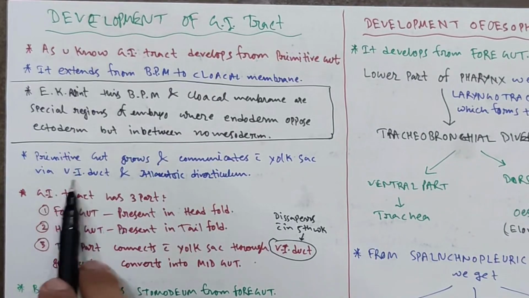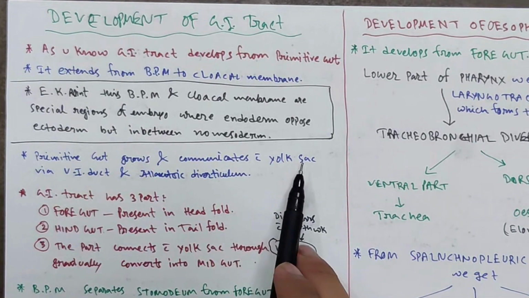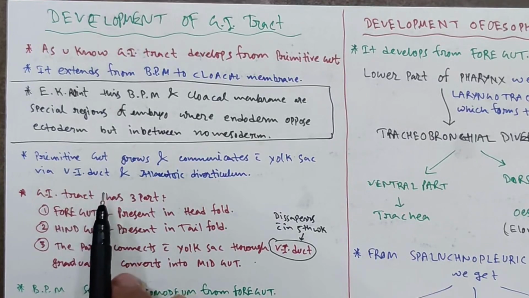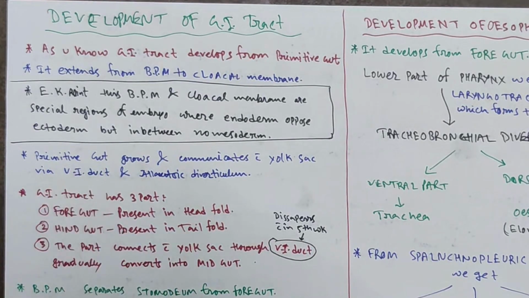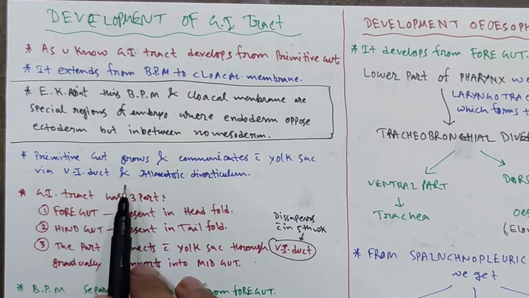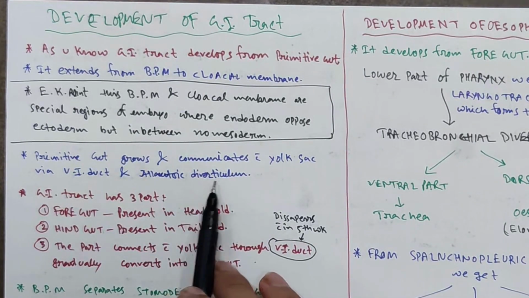Anyway, the primitive gut grows and communicates with the yolk sac via the vitelo-intestinal duct, which is also known as the yolk stalk. I already talked about that in my earlier videos, you can check those. Also, it communicates with the allantoic diverticulum.